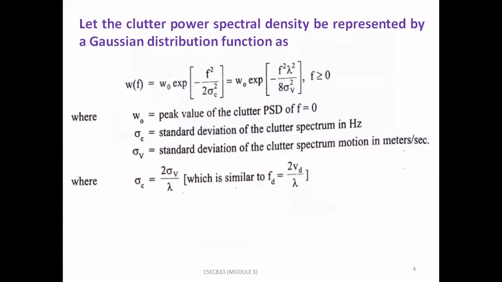Let the clutter power spectral density be represented by a Gaussian distribution function as W of f equal to W naught into exponential of minus f square divided by 2 sigma c square, equal to W naught into exponential of minus f square lambda square by 8 sigma v square, for f greater than or equal to 0, where W naught is the peak value of the clutter power spectral density at f equal to 0. Sigma c is the standard deviation of the clutter spectrum in hertz. Sigma v is the standard deviation of the clutter spectrum motion in meters per second, where sigma c is 2 sigma v by lambda, which is similar to fd equal to 2 vd by lambda.